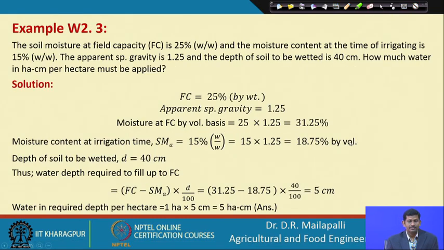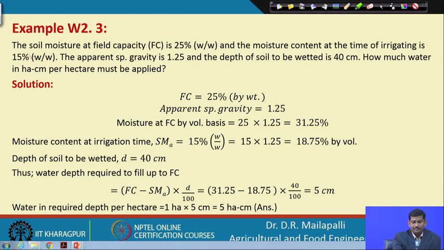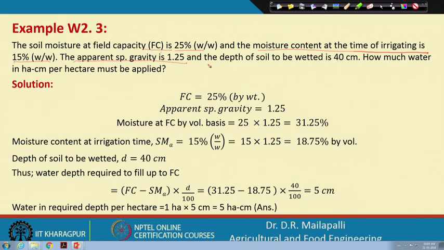Okay. So, the third example here: the soil moisture at field capacity, Fc, is 25% on weight basis, and the soil moisture at the time of irrigation is 15%, also on weight basis. The apparent specific gravity is 1.25, that means the density of soil divided by the density of water. The depth of soil to be wetted is 40 centimeter. This is kind of the root zone depth.